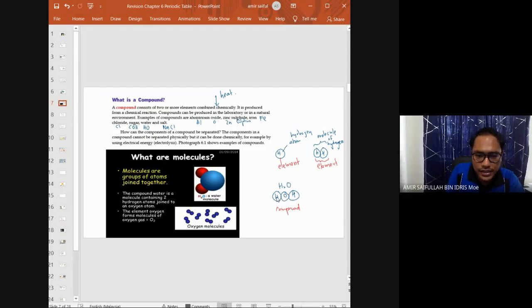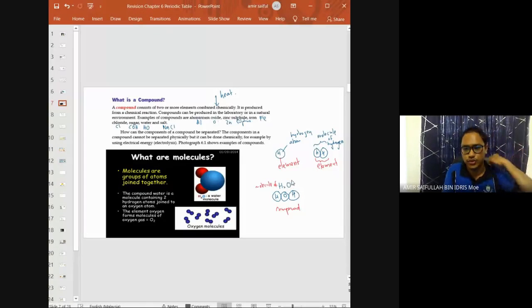But then are these atoms? These are not atoms. This is what we call a molecule because three atoms combined together. So this is the molecule of water, molecule of H2O. Can you differentiate between atom, element, molecule, and compound? Can you understand or not?